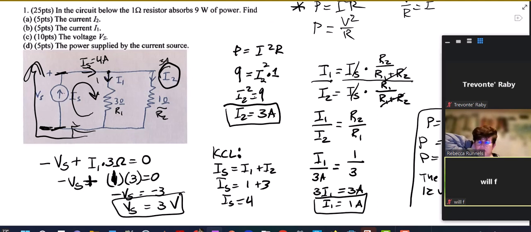Would it have gotten us the wrong answer here? Yeah, it would have. Right? Or would it not have? Yeah, it would have gotten 12. 12 for the voltage. Right. And that's not right. Okay. All right. So I am going to stop this.